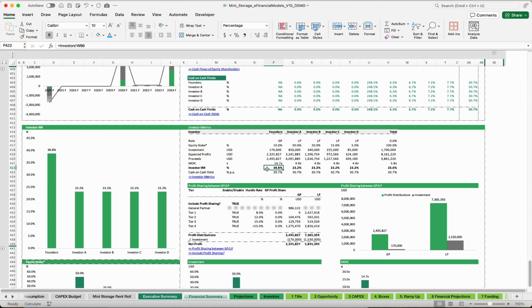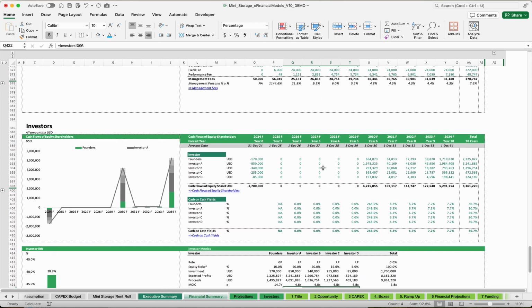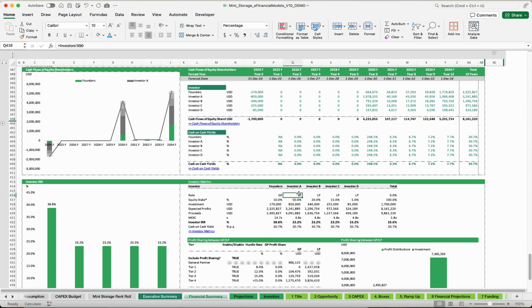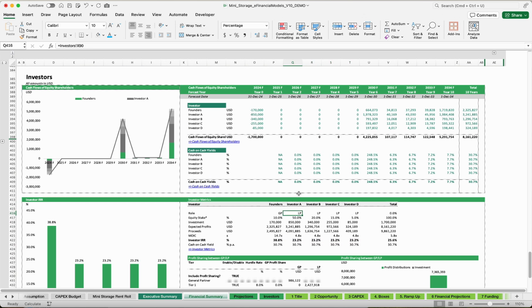And then you can see the GP, the founders, get a higher return because they charge this performance fee to the limited partners. That's why their return gets higher, and the others have to pay this performance fee, so their return is a bit lower. But still, this is an excellent return if you look at that. This allows you to model these types of scenarios. So this spreadsheet template allows you to model the profit share of investors based on these two modus operandi.